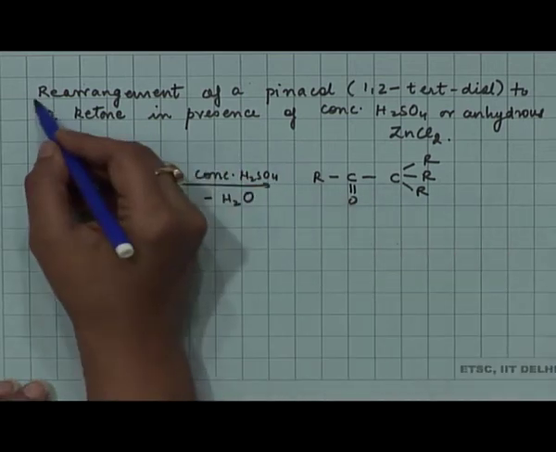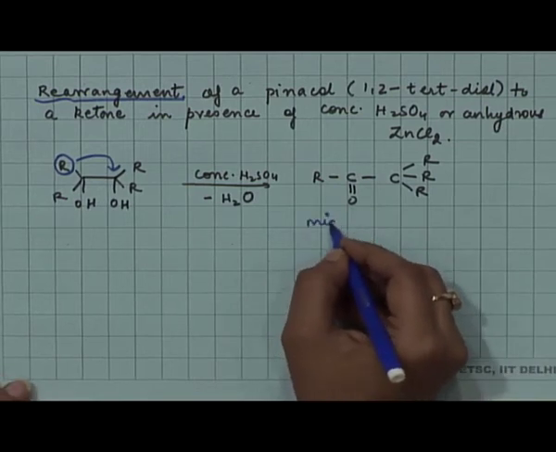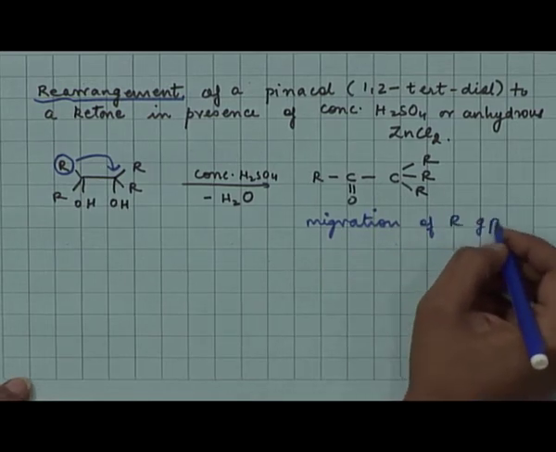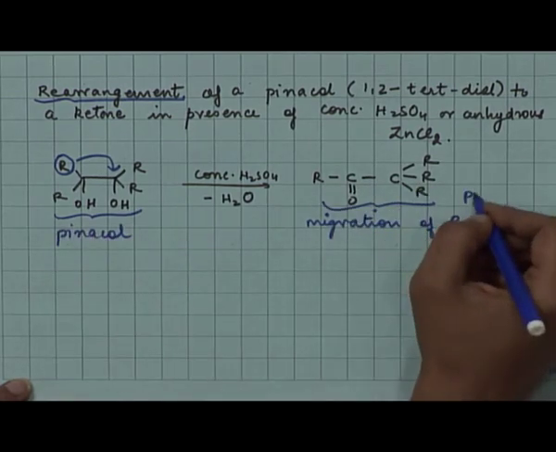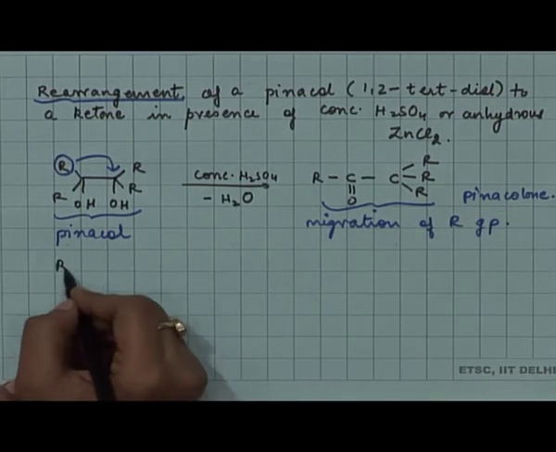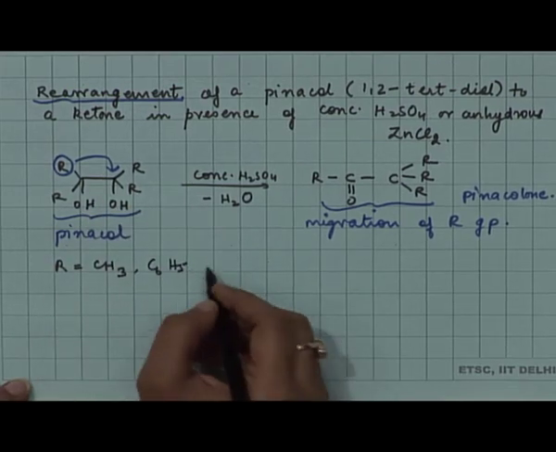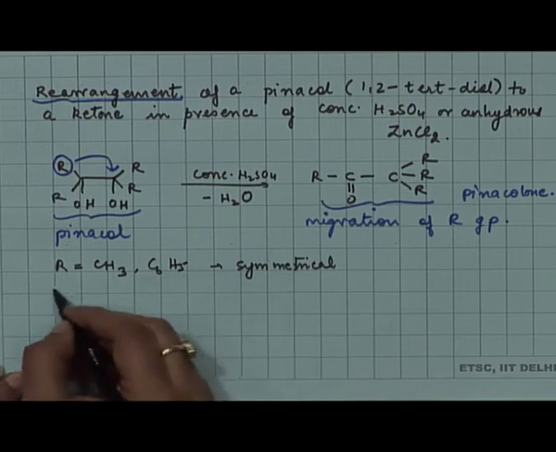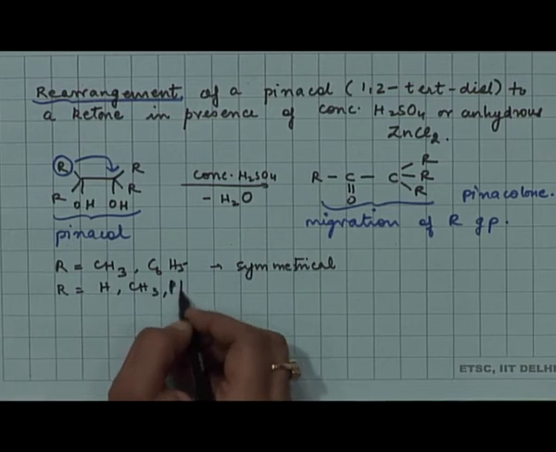This is called a rearrangement. Whenever we talk about rearrangement, it implies that it involves a migration of something. So, there is a migration of an alkyl group to convert a Pinacol to this ketone, which is called a Pinacolone. Now, in this case your R could be anything, it could be a methyl. So, it could be a tetramethyl, it could be a tetraphenyl. If you have this, then it is your symmetrical Pinacol. You can also have different R's. So, your R could be H, methyl, phenyl, or a mixture of these.